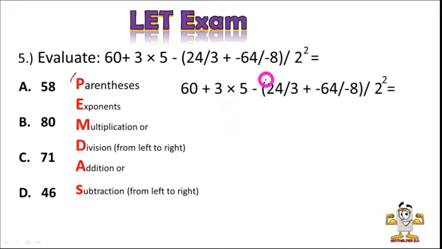So, isolve muna natin itong nasa loob ng parentheses. So, negative 24 divided by 3 is negative 8 plus negative 64 divided by negative 8 is 8. Dahil negative divided by negative is positive. So, nagiging positive 8 divided by 2 squared.